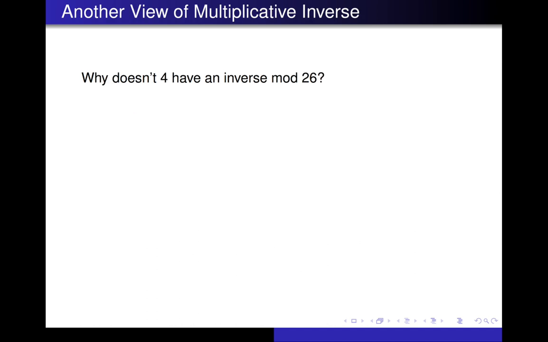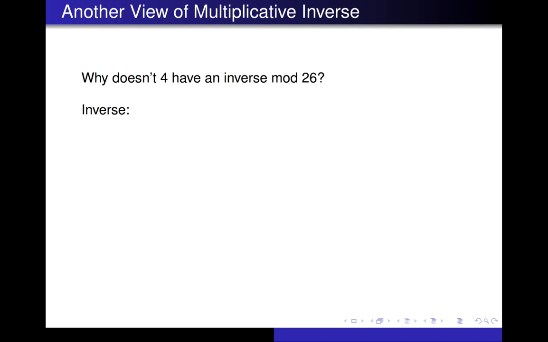Alright, so I want to look more closely at why 4 does not have an inverse mod 26. What we did before was we just listed all the numbers times 4 and saw if we ever got 1, and we didn't, and then we sort of threw up our hands and said, nope, doesn't work. But I want to look more closely at why that's true to see if we can come up with a better way than just looking at all the possibilities.